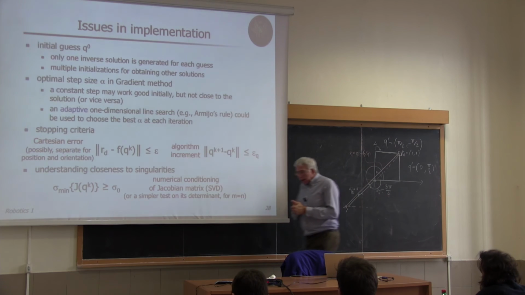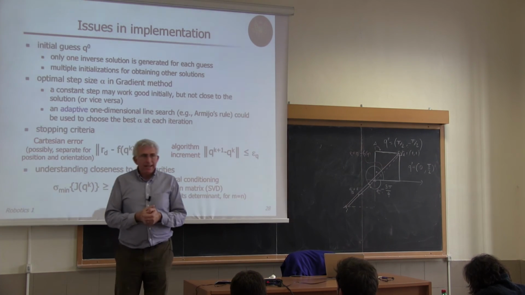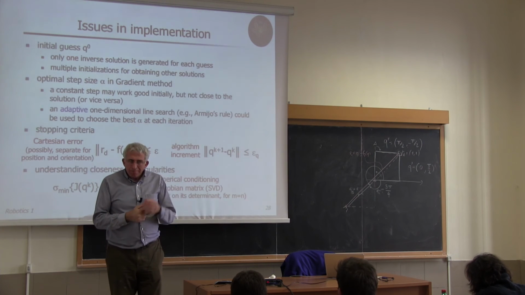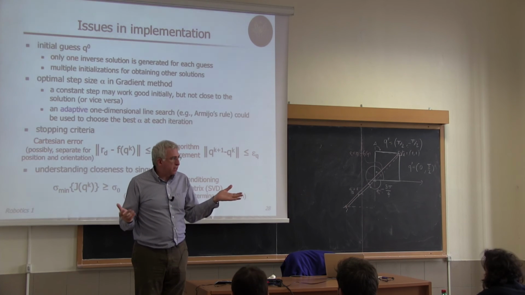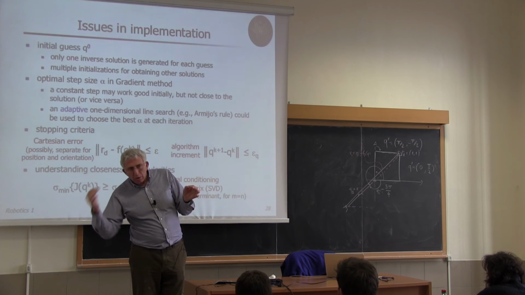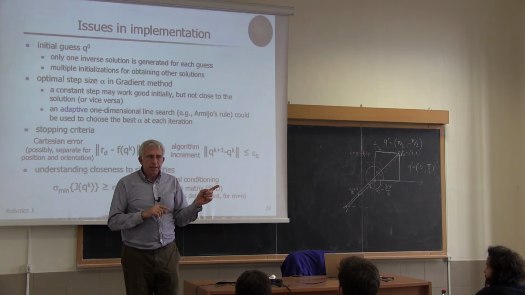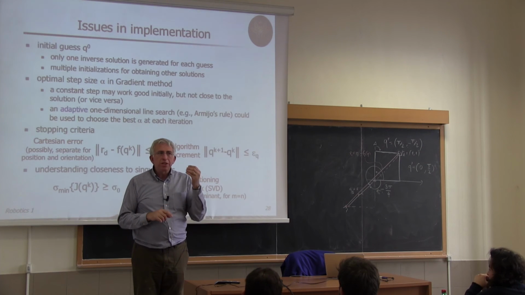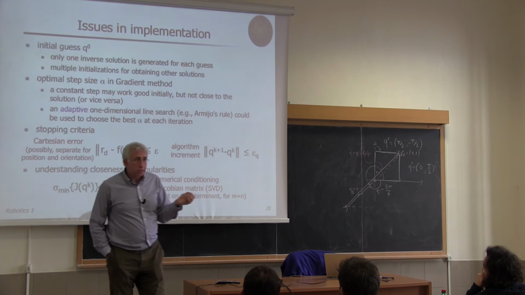And if you have a square Jacobian, you may look at the determinant. But even in that case, the determinant is an on-off measure. So if it's 0, the matrix is singular. But a small determinant compared to another matrix with a small determinant, maybe one is more difficult to invert than the other. So the determinant is not a very good measure of the distance from a singularity.